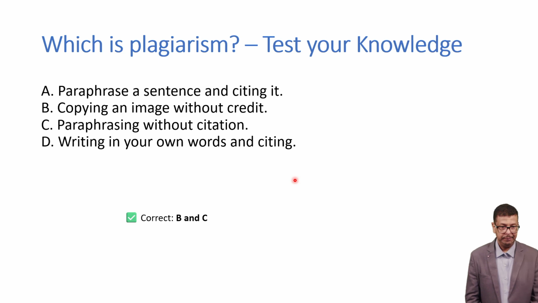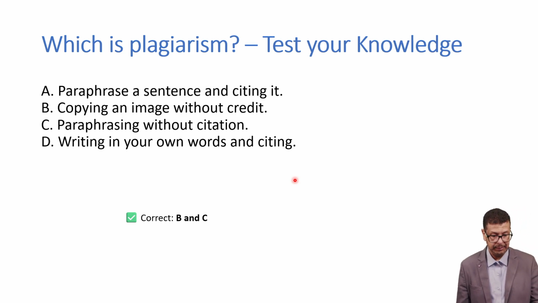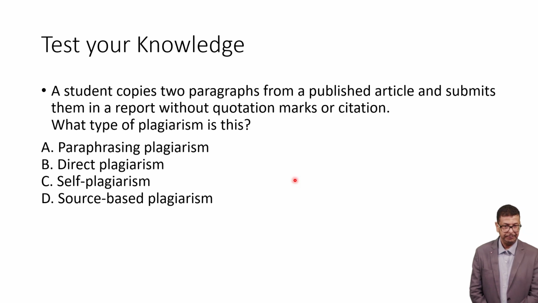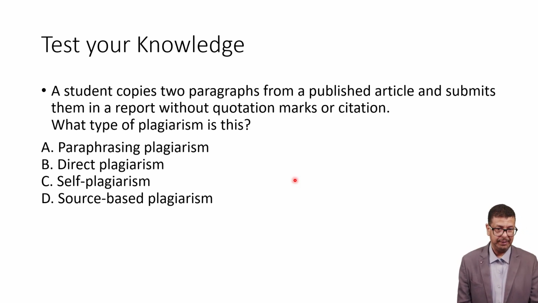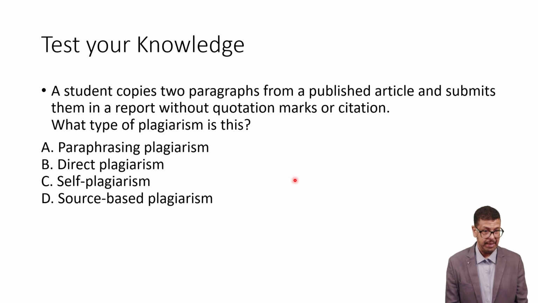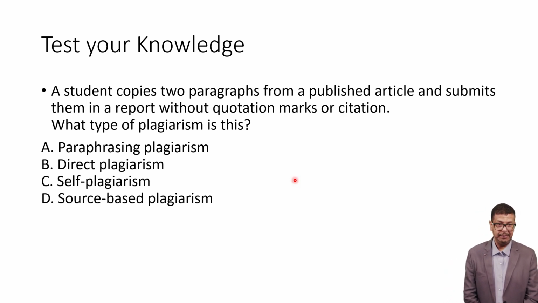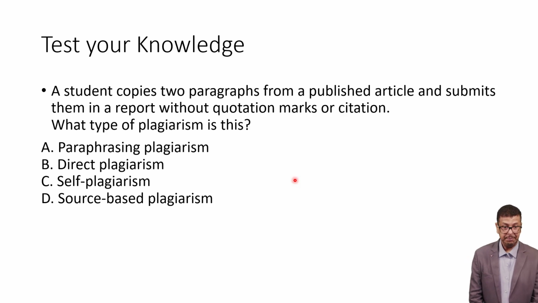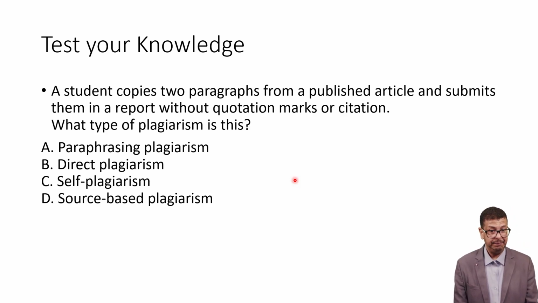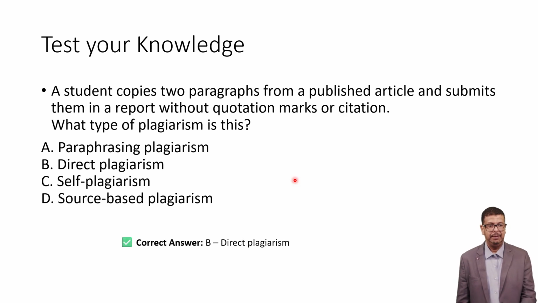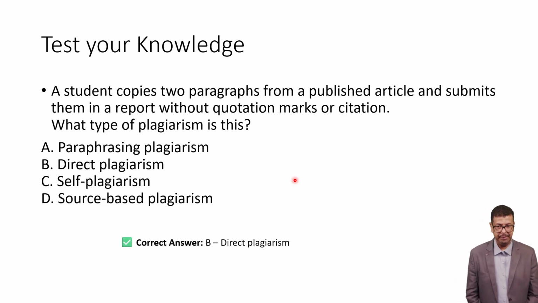It is copying an image without credit from the correct answer, and paraphrasing without citation. Another one: a student copies two paragraphs from a published article and submits them in a report or assignment without quotation marks or citation. Which type of plagiarism is this? Is it paraphrasing plagiarism, direct plagiarism, self-plagiarism, or source-based plagiarism? What do you think? The correct answer is direct plagiarism.